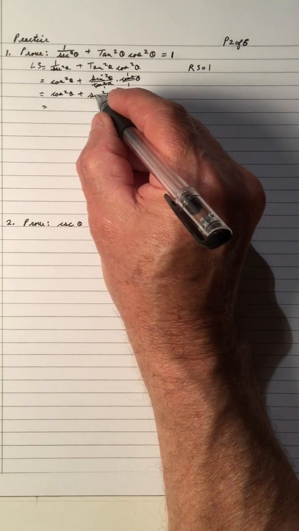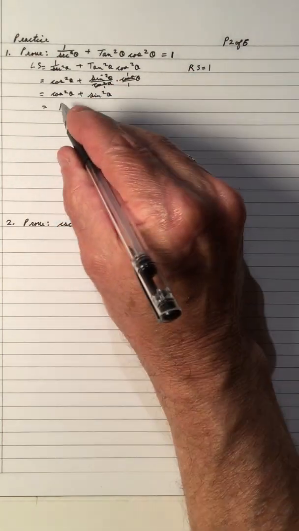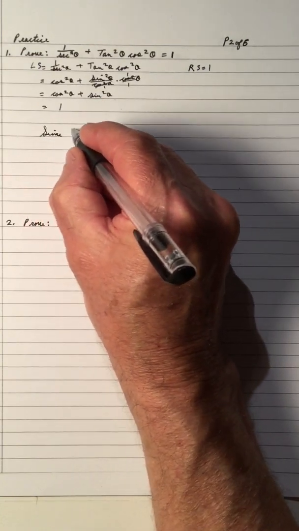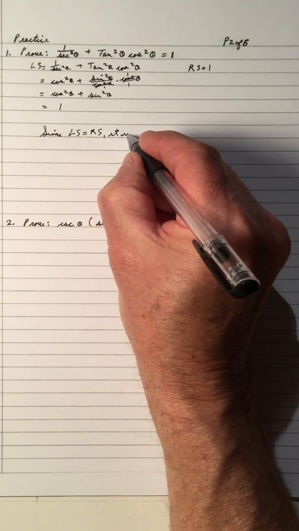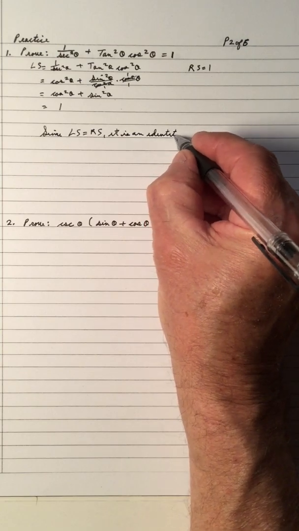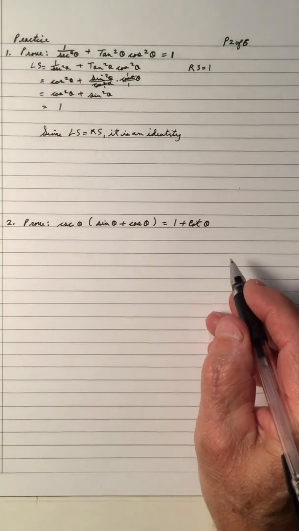And cos squared plus sine squared is equal to 1. And the right side is 1, the left side is 1. Since the left side equals the right side, it is an identity. So you can discuss with your teacher if he wishes you to write the statement out.